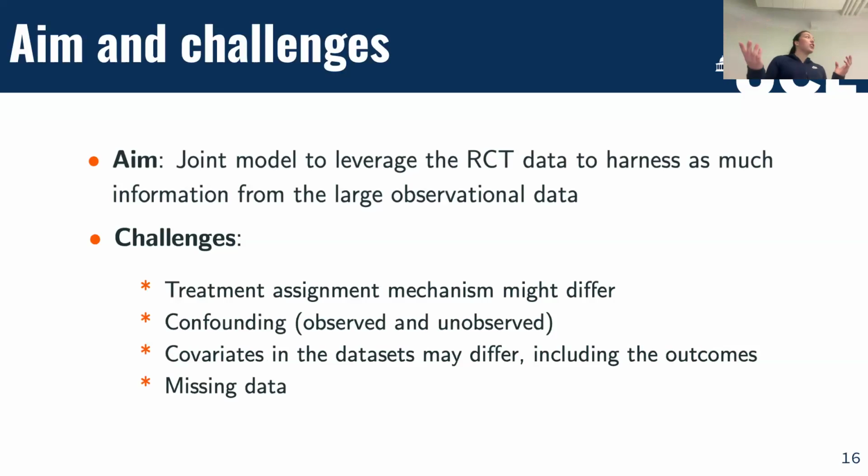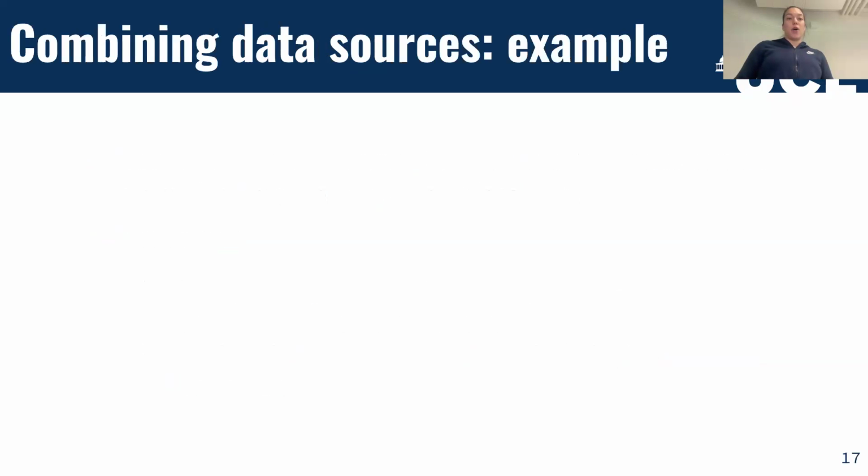What are some of the challenges in general in the literature on combining different data sources? The treatment assignment mechanism might differ: as we know, in the RCT it is randomly assigned, whereas in the observational study it is not. We might have confounding, which might be observed or unobserved, and the covariates in the datasets might differ, including the outcome. For example, you might have an RCT with a somewhat different measured outcome compared to your observational study. So what do you do in that sense? And we might have some missing data as well.